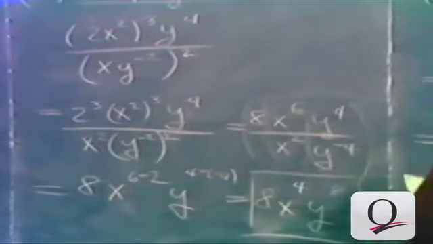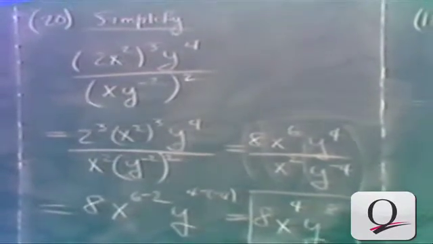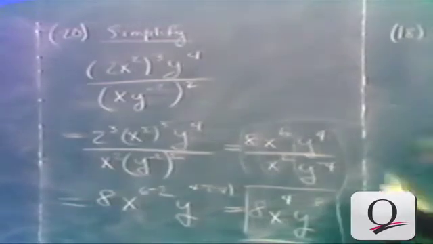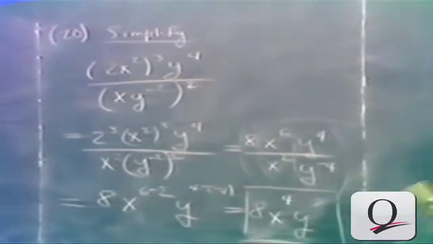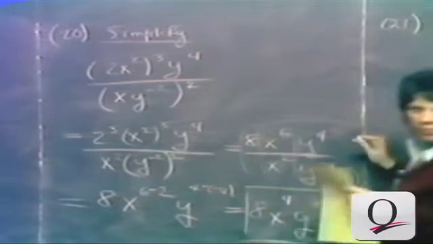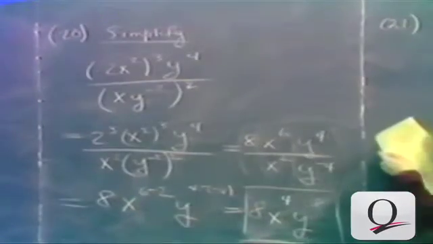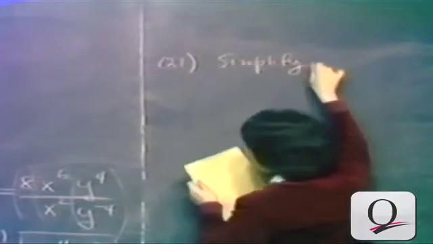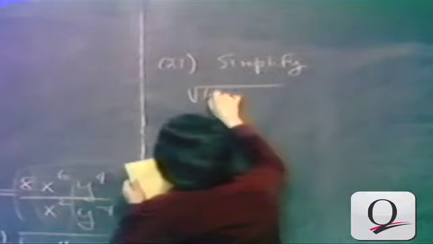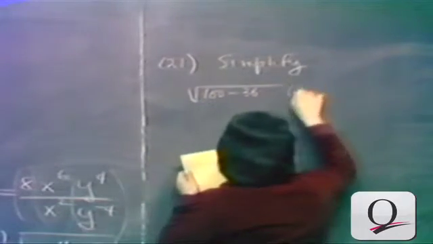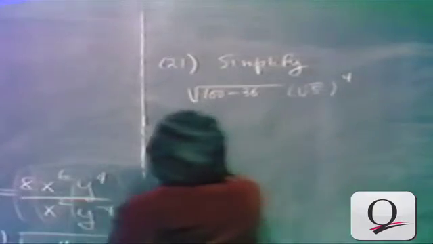All right, in our next example, 21, we want to simplify the following: the square root of 100 minus 36 times the square root of 5 to the 4th power.